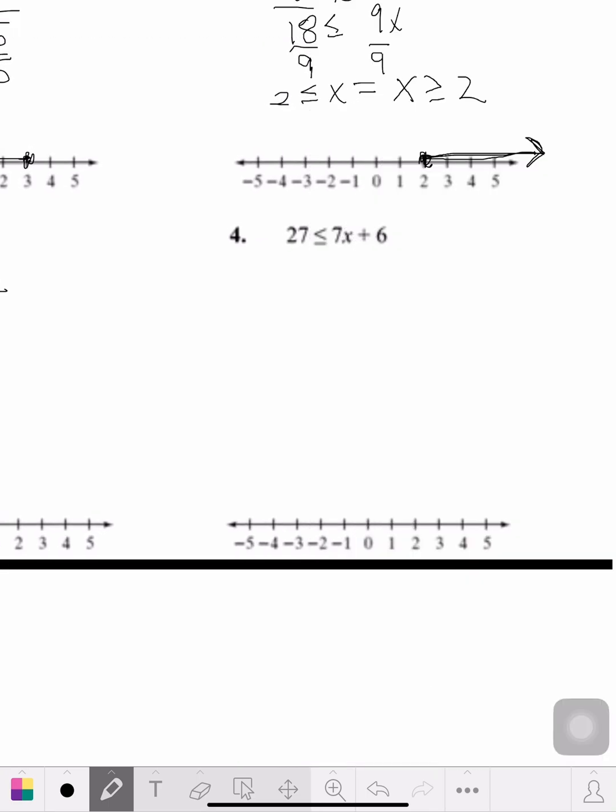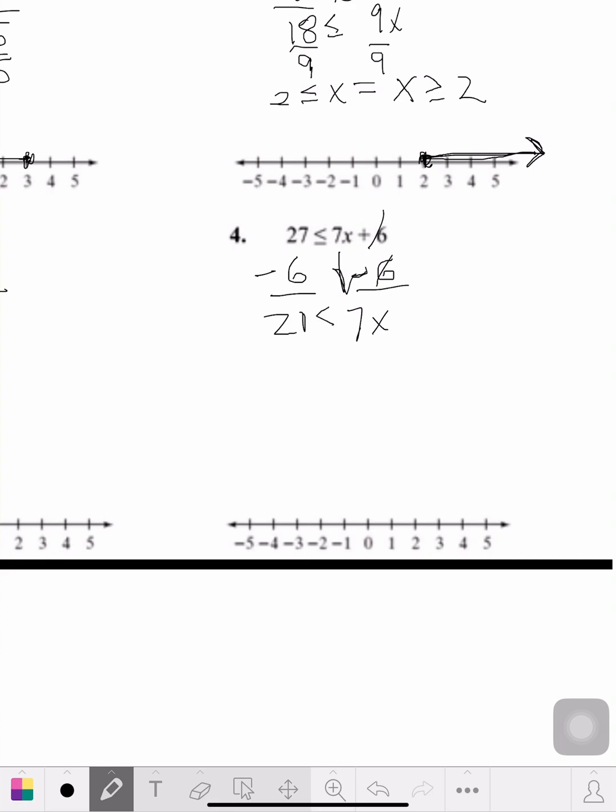We got 27 is less than or equal to 7x plus 6. So, hey, let's get rid of the 6, okay? So we subtract 6 from both sides. Subtract 6 from this side, subtract 6 from this side, okay? We carry things down. This is a 21, okay? The sign stays the same. We didn't divide by, we subtracted. These two come to 0. The 7x gets carried down, 7x. Now the sign, we didn't divide by a negative number or anything yet, correct? Or multiply by a negative number.